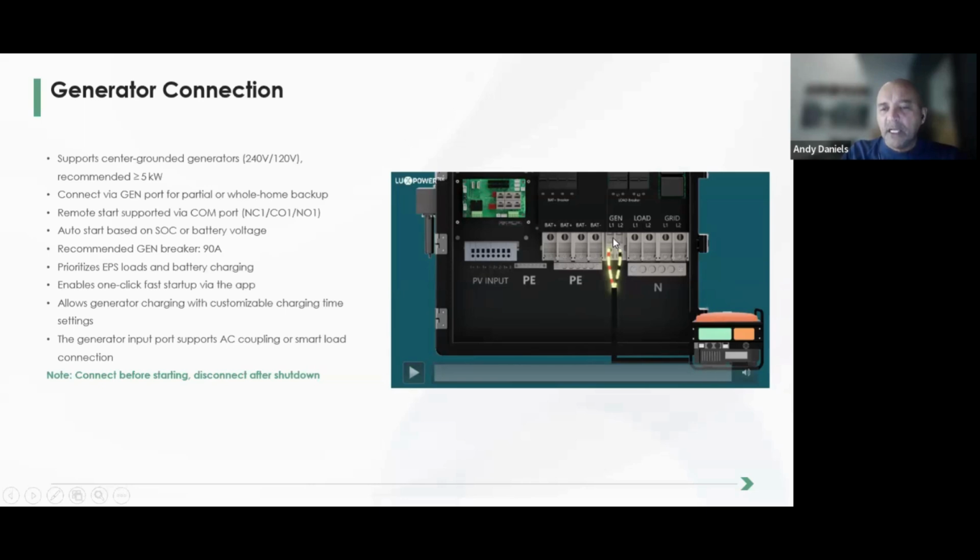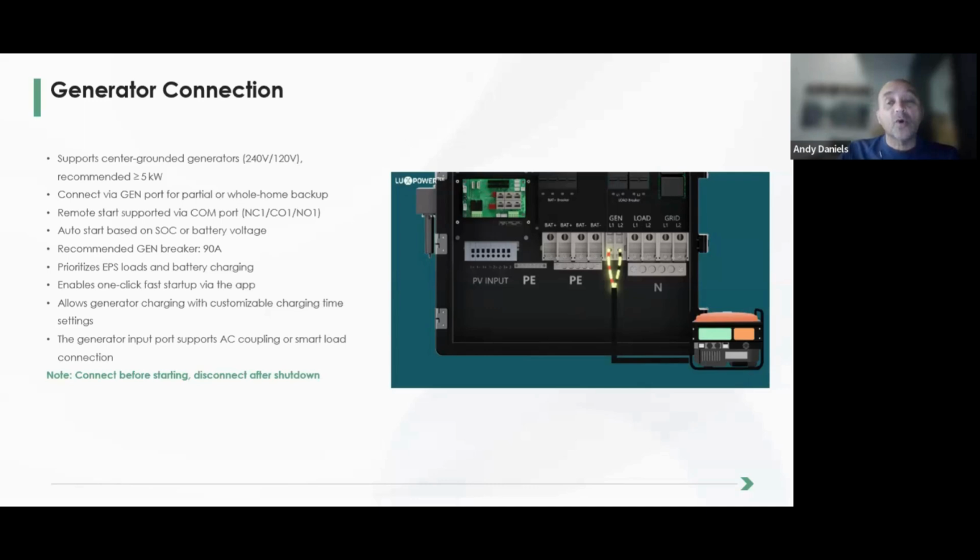We've got the generator plugged in to L1, L2. So very important for you guys, especially in the US and in Canada: the generator that you use must have a center grounded output. So you have two hots, hot 1, hot 2, or live 1, live 2, and then your neutral will be on the center tap. That's very important in your selection of a generator. Obviously, they'll be selling all of those in Canada, but just in case somebody asks, it has to be a split phase generator. It supports center grounded generators, 240 and 120.